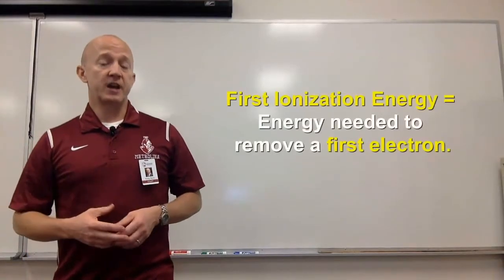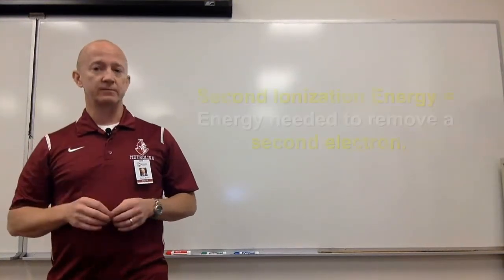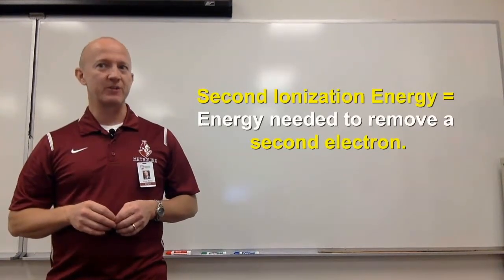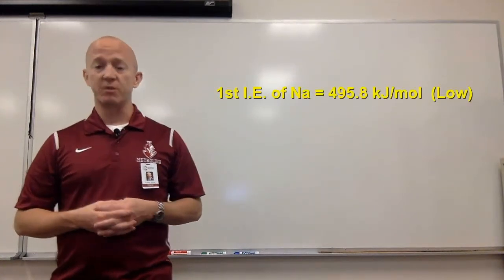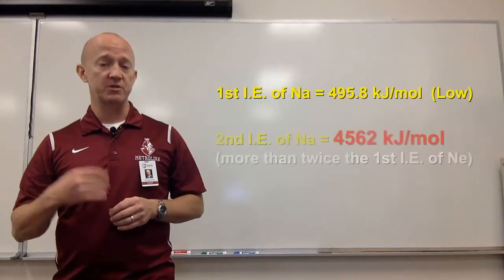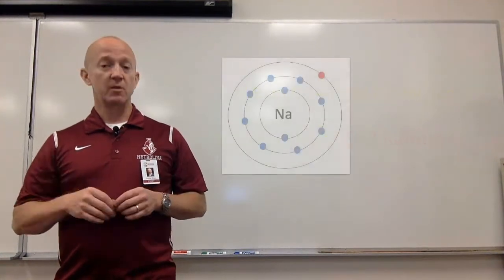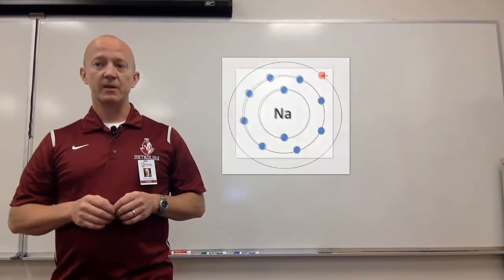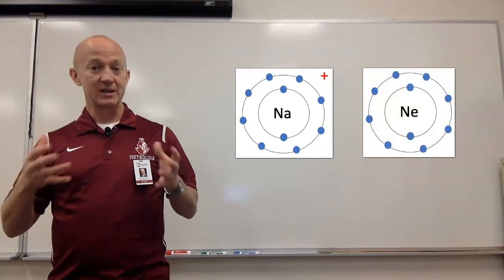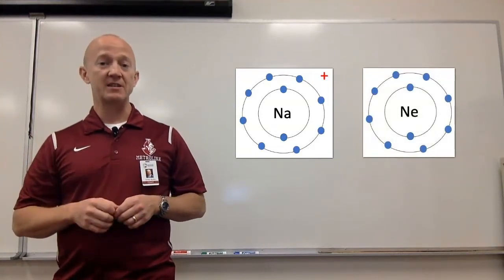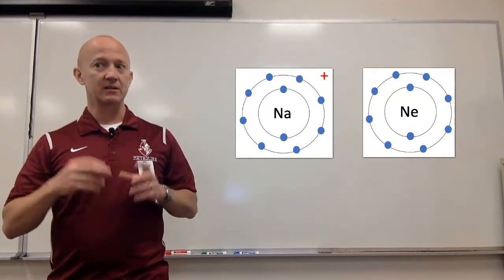If we talk about the first ionization energy of a particular atom, we simply mean the energy that it takes to remove that first electron. The second ionization energy would be the energy required to remove a second electron, and so on. Sodium's first ionization energy is pretty small. It's rather easy to make a positive ion from sodium. But the second ionization energy of sodium is a lot higher. Why is that? Because when sodium loses that valence electron, it has the electron configuration of neon, a noble gas. And as we said, trying to remove an electron from a noble gas is extremely difficult. That's why the second ionization energy of sodium is a lot higher than the first.